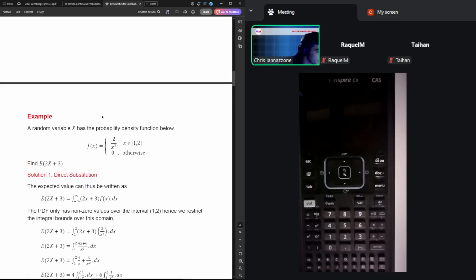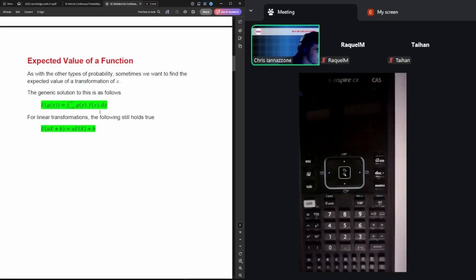For now, just in case you do get this assigned as your homework, for the expected value, rather than just E of x, let's say you have some transformation on that, ax plus b for instance, or just some regular old g of x. Instead of doing x times f of x, you're now doing whatever that function is, times f of x. That's the generic way of going about it.